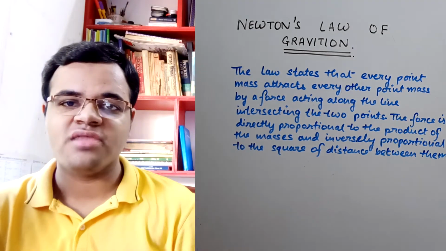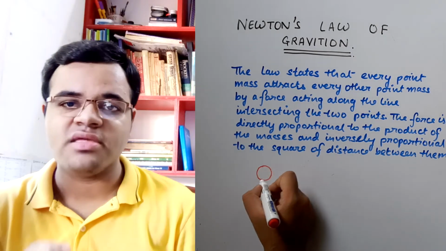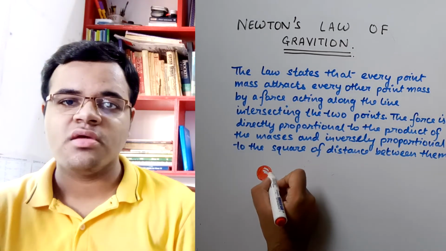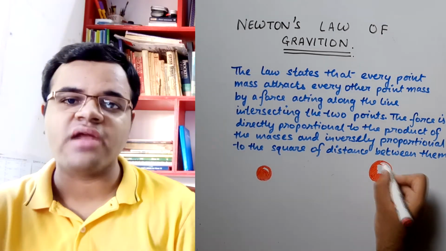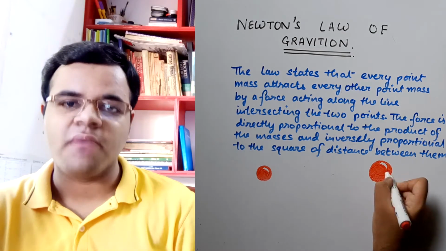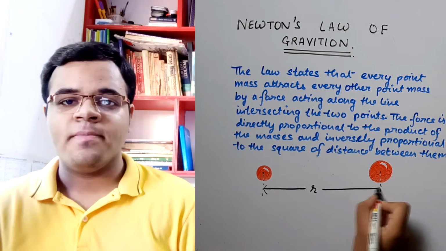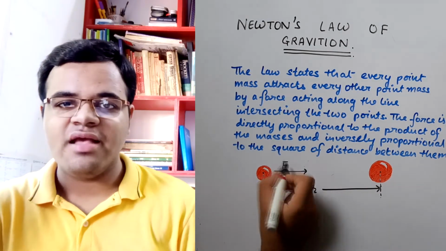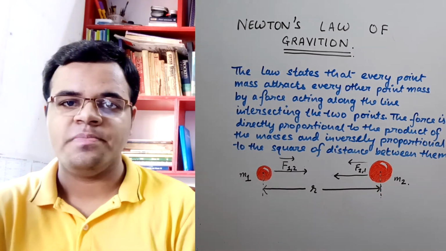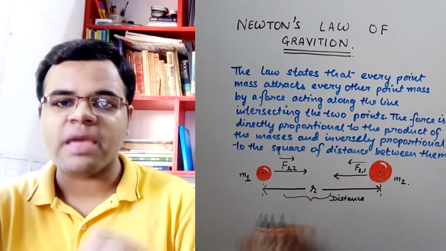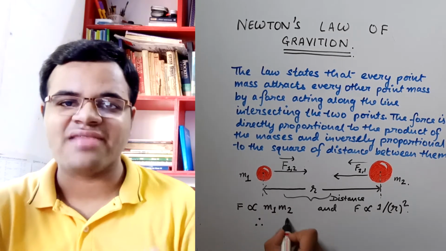In modern language, the law states that every point mass attracts every other point mass in the universe by a force acting along the line joining their centers. The force is directly proportional to the product of their masses and inversely proportional to the square of the distance between them. Now, Newton's law of gravitation is said to be the first great unification of two independent theories. Number one, Johannes Kepler's laws of planetary motion, and Newton's classical mechanics.